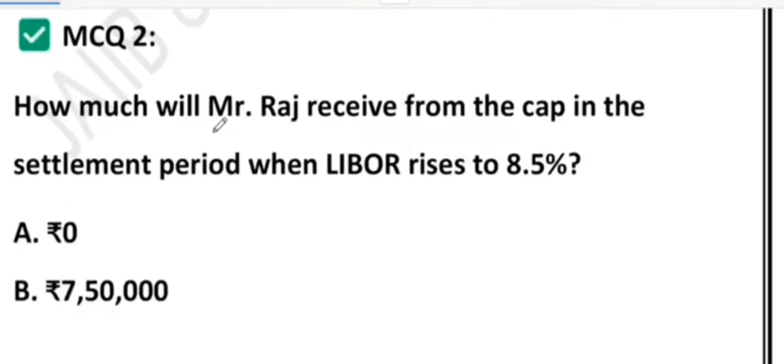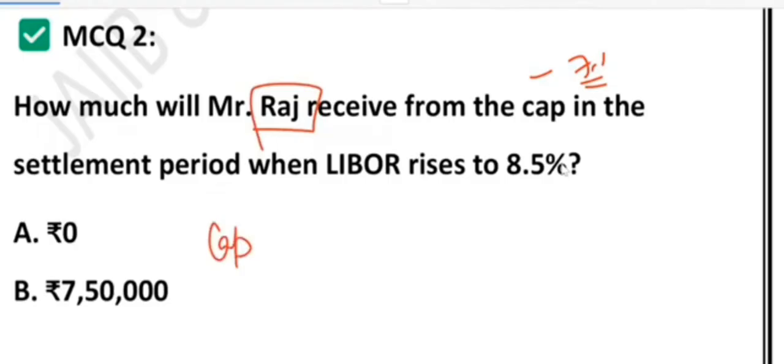Now, the question is, how much did Mr. Raj receive from the cap in the settlement period when LIBOR rises to 8.5%? Very good question. So friends, let's understand the concept first. When LIBOR rises above the cap rate, and the cap rate is how much? 7%. Mr. Raj gets a payout from the cap seller. This compensates him for the extra interest he would otherwise have to pay on his loan.